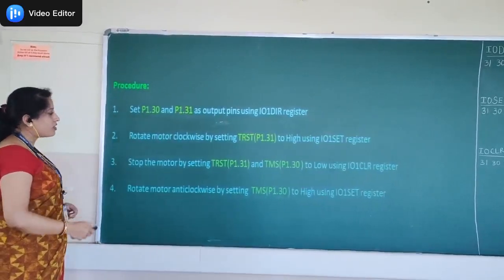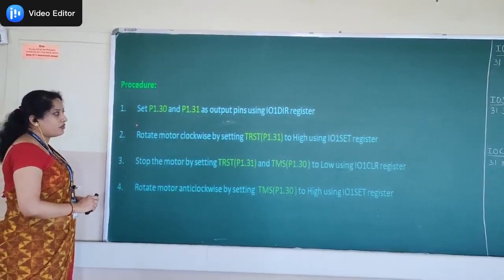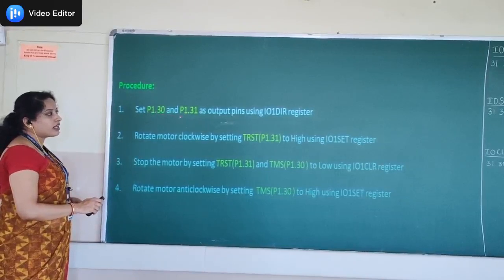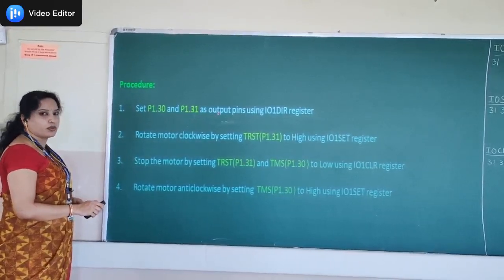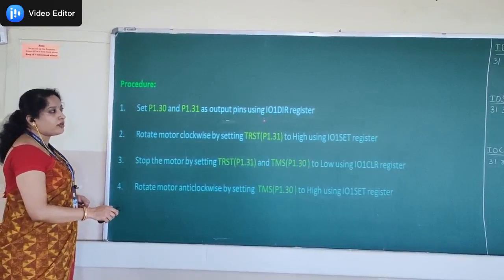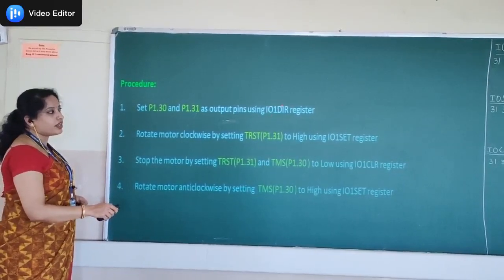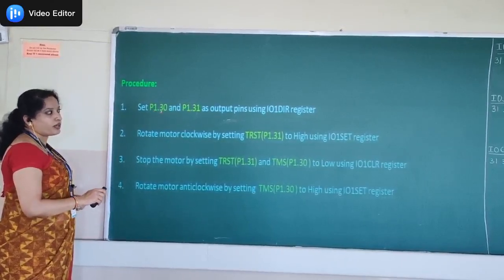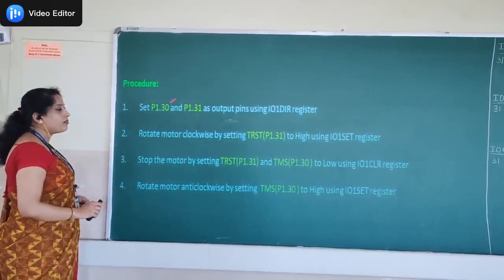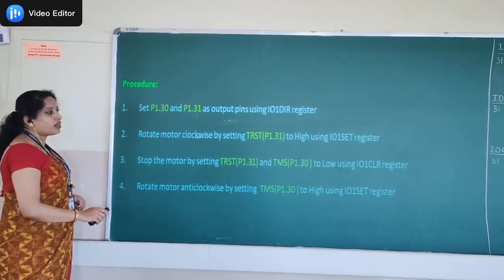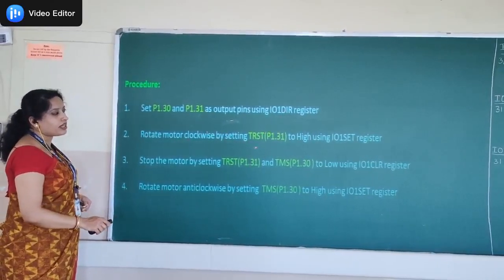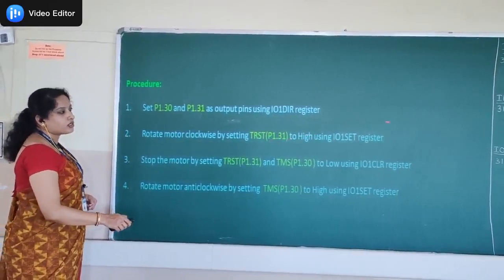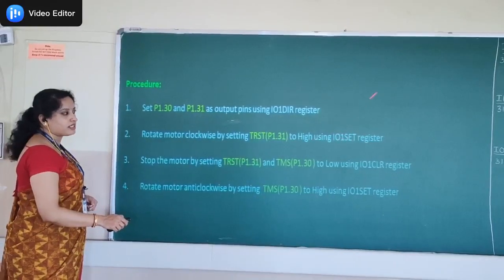So this is the procedure we follow in our program. First we have to make both the pins, port 1 pin number 30 and port 1 pin number 31, as output pins. We do it by using the IO1DIR register. Here we are using IO1DIR because the port pins are port 1 pins. Next, to rotate the motor clockwise, apply a high pulse on the TRST pin controlled by port 1 pin number 31. We do it by using the IO1SET register.